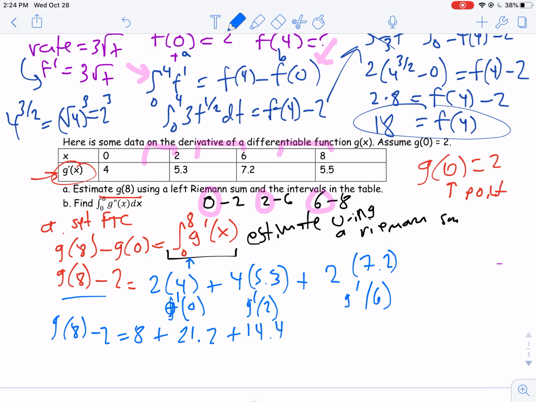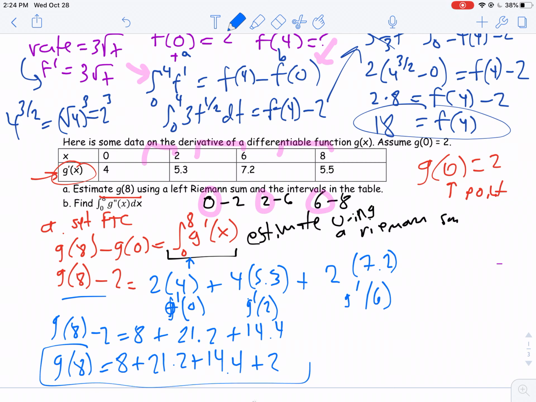And then we'll just add the 2 to the other side. So g of 8 is equal to 8 plus 21.2 plus 14.4 plus 2. And just leave it like that. That's totally fine. Okay, so that's an acceptable final answer here. You did the Riemann sum. You remembered your initial condition right there. That's the point that's given to you, that 0, 2 right there. But again, the setup is the same, right? Setting up the fundamental theorem right here, we've done again.